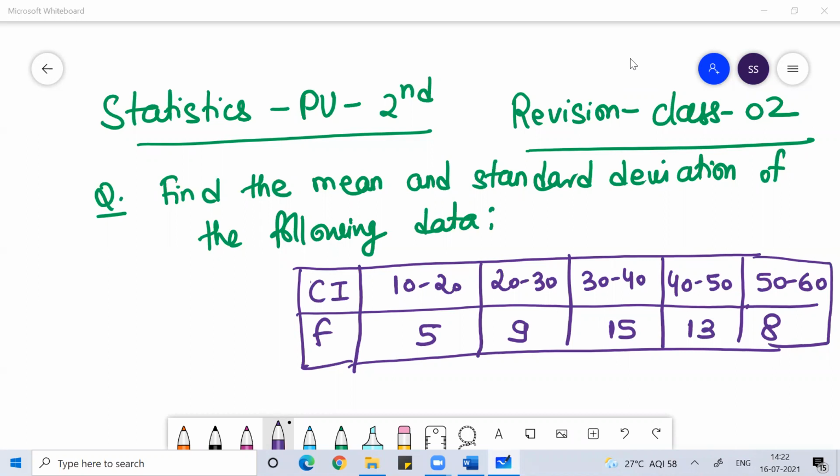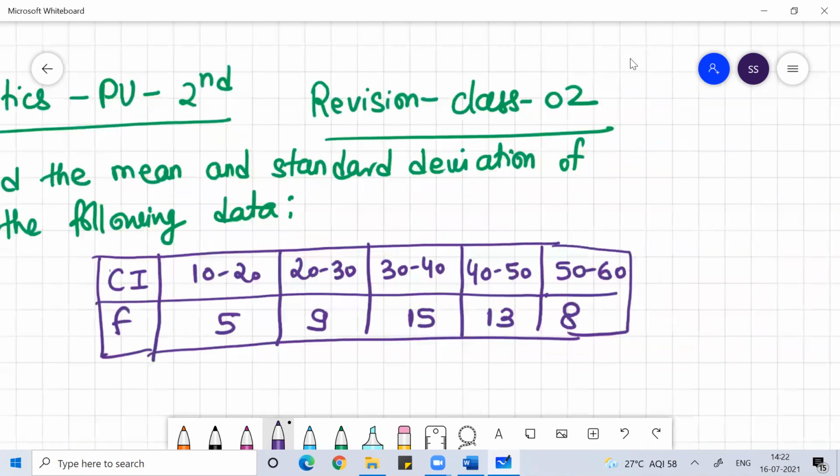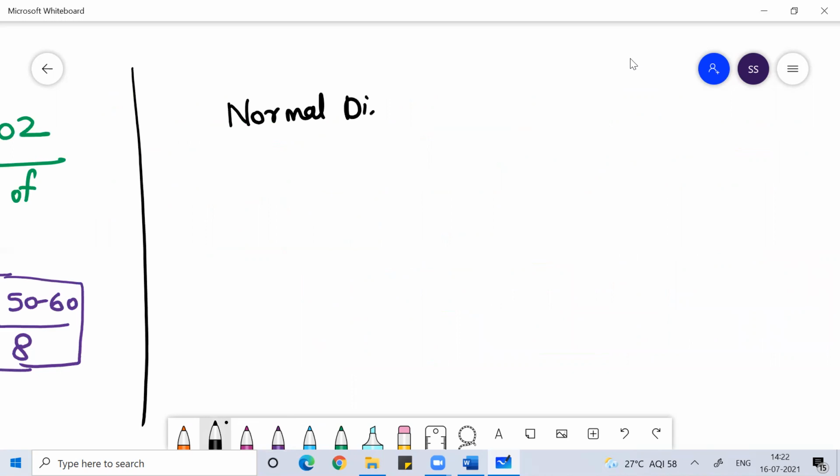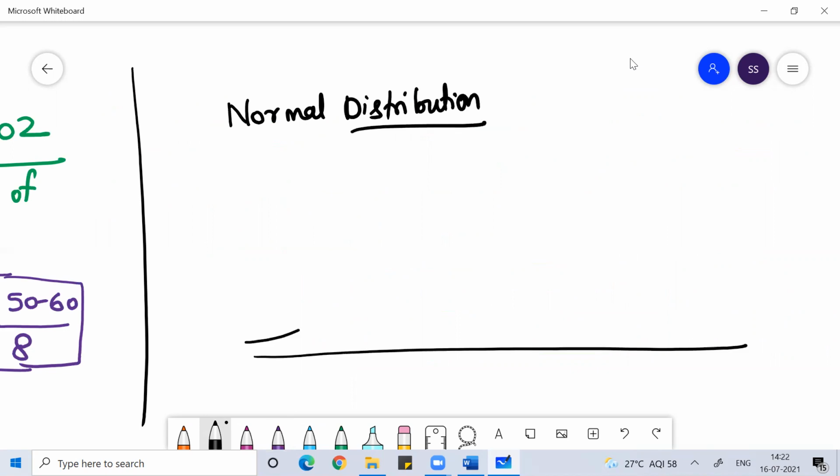So this question is about mean and standard deviation. I believe you all know already how to find the mean and how to find the standard deviation. Before I talk about mean and standard deviation calculation, you need to understand, guys, whatever we are studying, everything follows the normal distribution curve. This is a normal distribution curve. It's a bell-shaped curve.